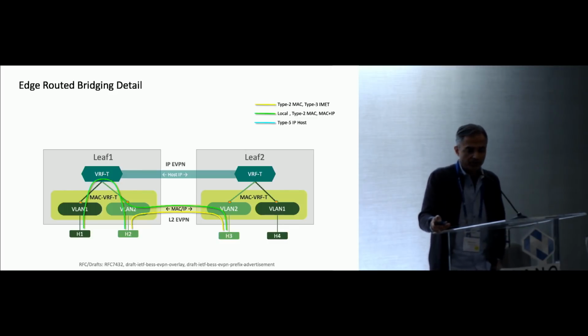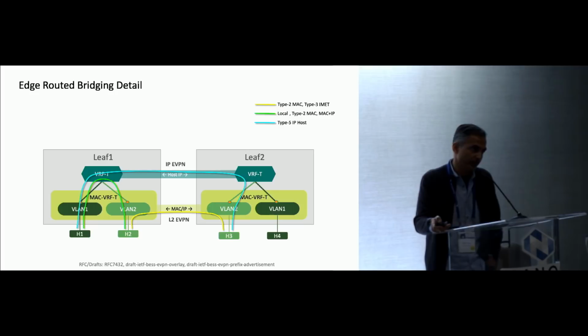For symmetric, we exchange our host routes, locally learned from ARP, as type 5 host routes, and now we do symmetric, right? So now it becomes L2, L3, L3, L2, and the same in the reverse direction, and that forwarding pattern is what we call symmetric.